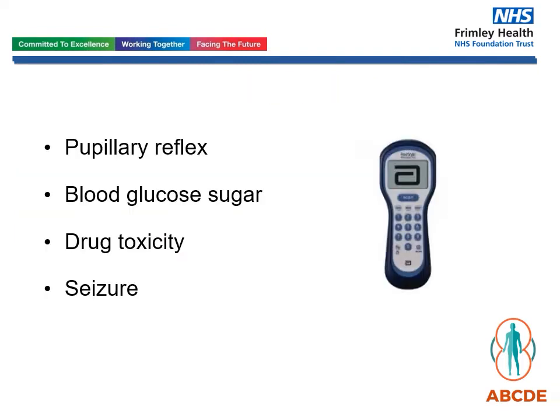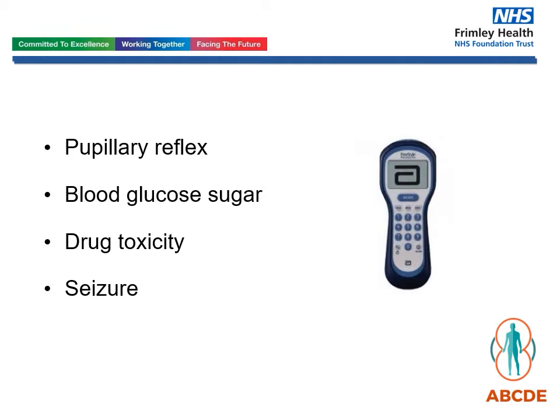We now need to look at the patient's pupils. Are they equal and of a normal size? If they are of an abnormal size, this may indicate a potential neurological problem. Using your pen torch, shine your light into each individual eye in a sweeping motion. Are both pupils reactive to light? Compare the findings between both pupils and note any differences.